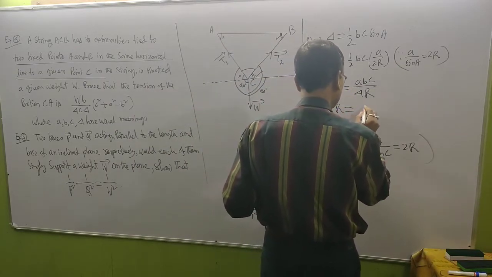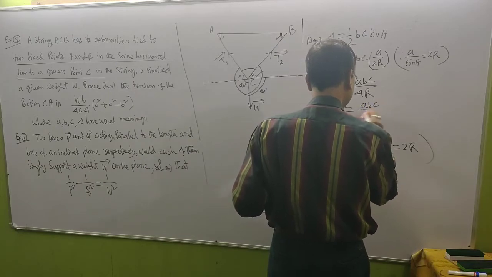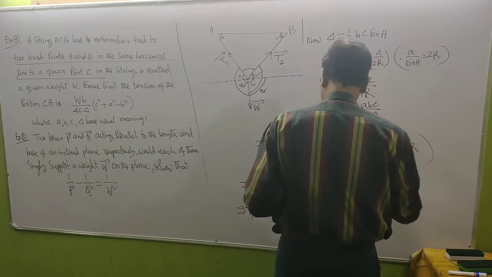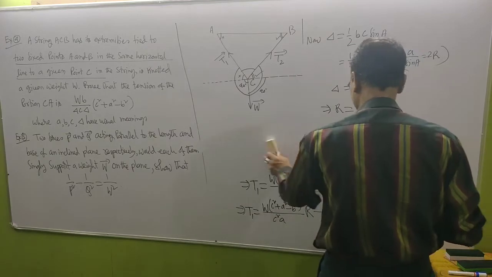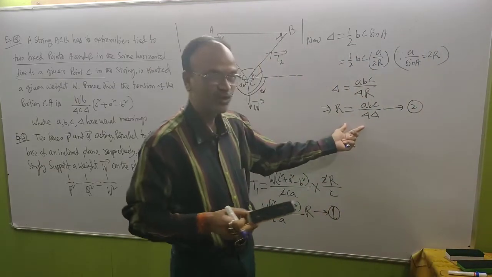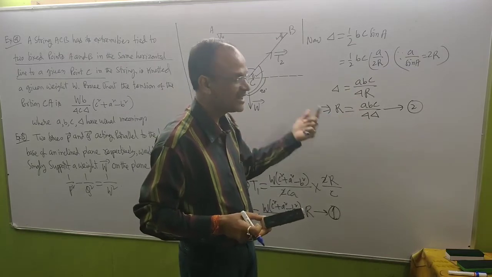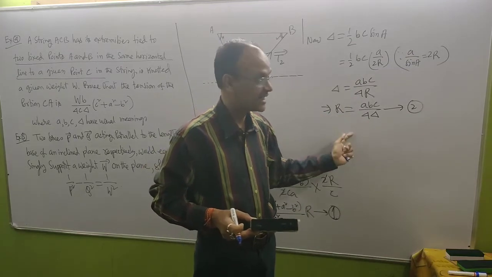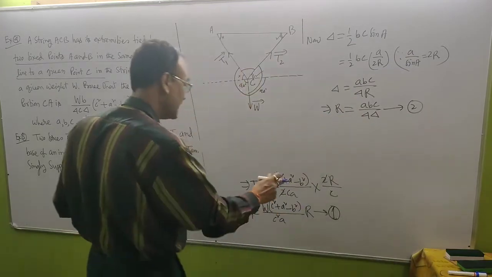This means R equals abc divided by 4 times delta. Suppose this is number 2. This is a formula. I have derived it. You may directly use this formula: R equals abc divided by 4 delta.